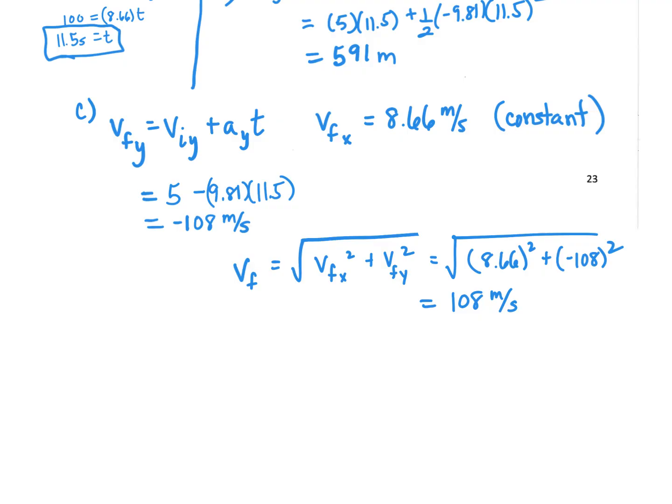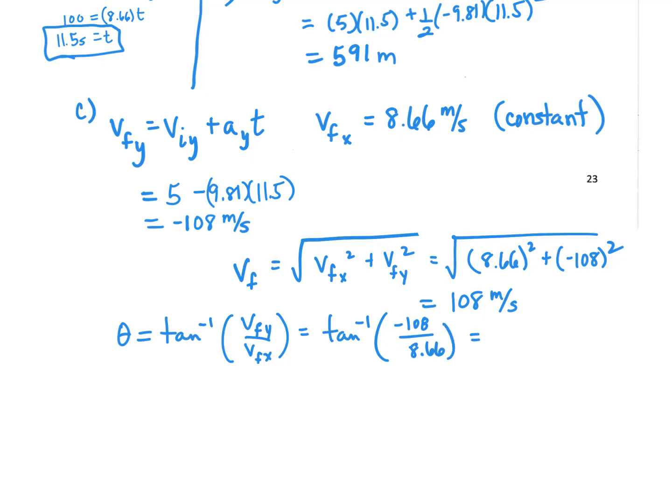Okay, but what about the direction though? How do we find the direction? Inverse tangent. Inverse tangent of V final in the Y divided by V final in the X. So let's take the inverse tangent of, what was it, negative 108 divided by 8.66. Make sure you're in degrees. Should get, it's fourth quadrant, isn't it? Yeah. Positive, negative. Fourth quadrant, so it should be a negative angle, shouldn't it? 85.4, yep.